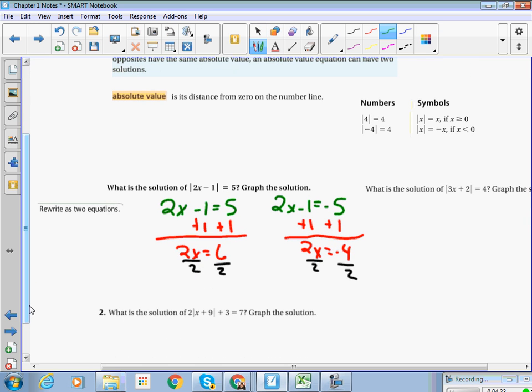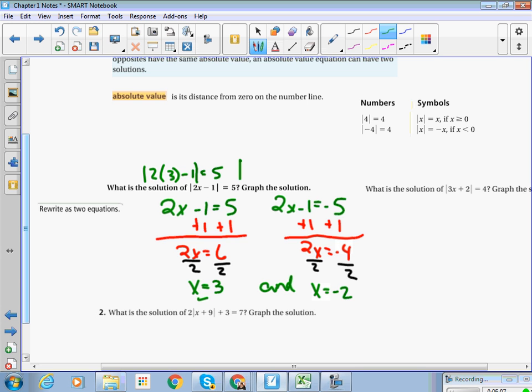So my 2 solutions are x equals 6 divided by 2 is 3, and x equals -2. We want to make sure that both of these work, so when I plug in 3, I should get out 5. So 2 times 3 is 6. 6 minus 1 is 5. Absolute value of 5 is 5. So this checks out for sure.